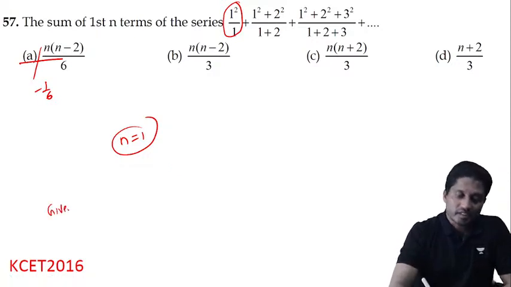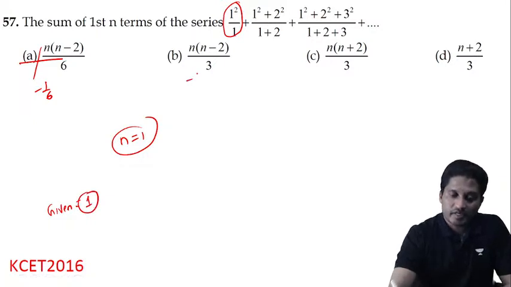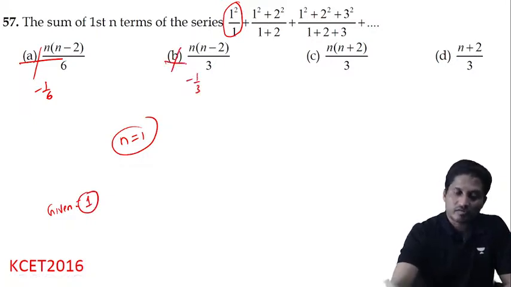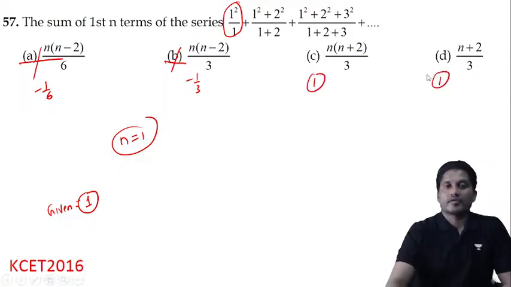Given expression, first term should be equal to 1. Put n equal to 1, you get minus 1 by 3. Even this is ruled out. If you put n equal to 1, you get 1. Here also, if you put n equal to 1, you get 1.